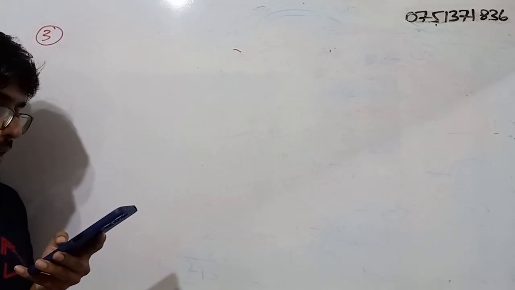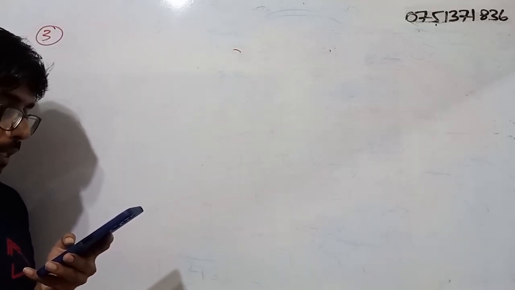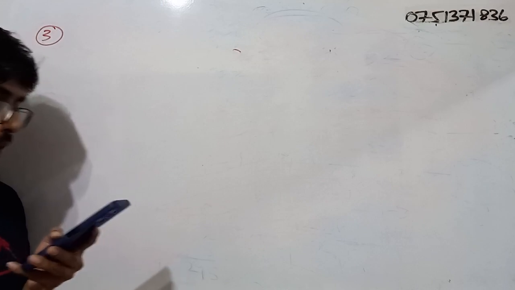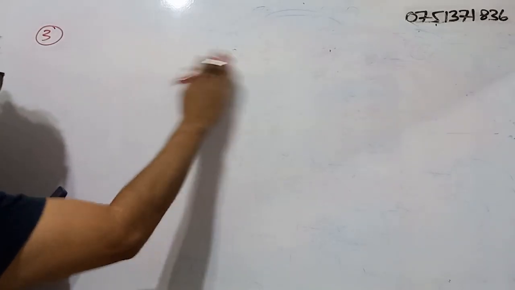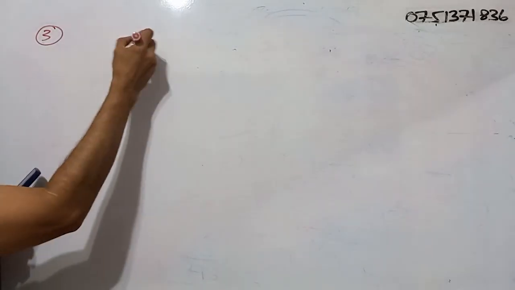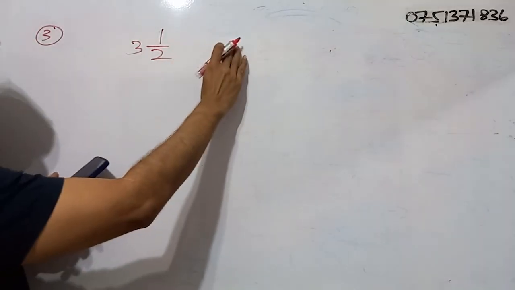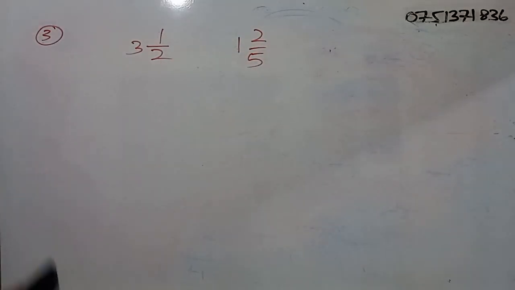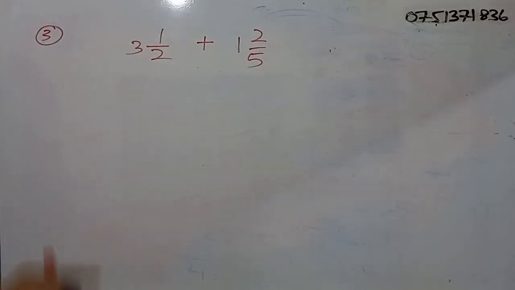Question number 3. A farmer has cultivated paddy in an area of 3.5 square kilometers and vegetables in an area of 1 2/5 square kilometers. Find the total cultivated area. So what do we have to do? We have to add those two areas together. So one we have 3.5 square kilometers, and the other one we have 1 2/5. So both are square kilometers. So we have to add these two.